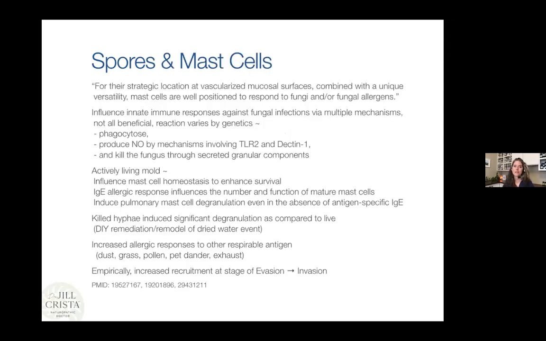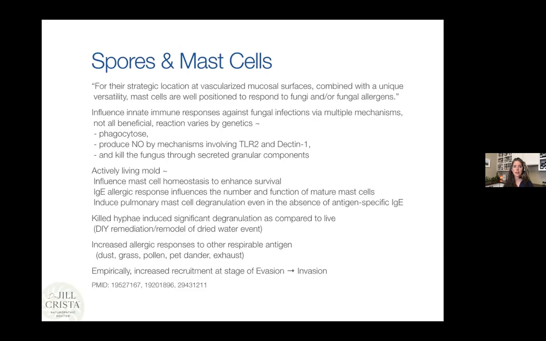What about spores and mast cells? Mast cells are being talked about a whole lot lately. I love this quote from the study I referenced at the bottom: "For their strategic location at vascularized mucosal surfaces, combined with this amazing versatility, mast cells are well positioned to respond to fungi and/or fungal allergens." In other words, of the things that respond to fungi, mast cells are particularly adept and get recruited.